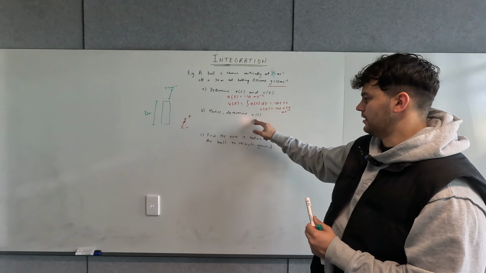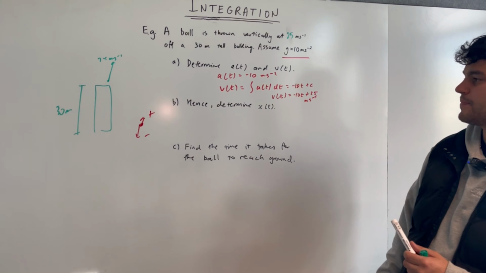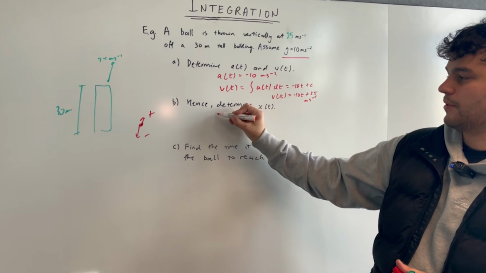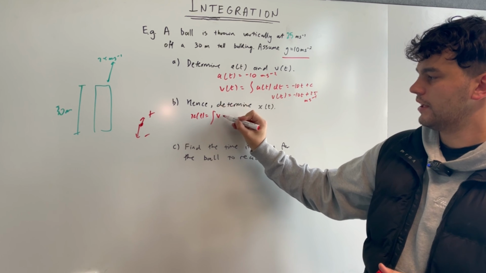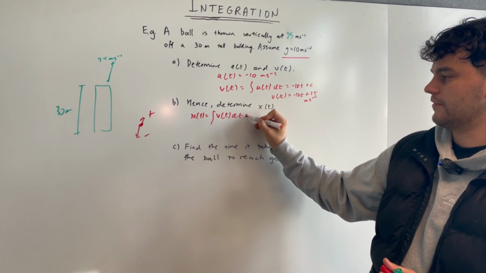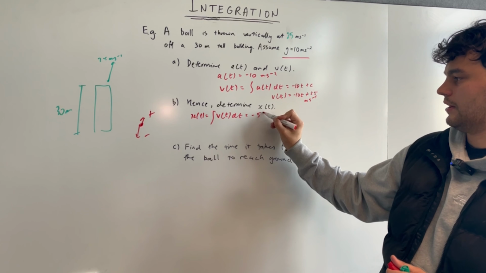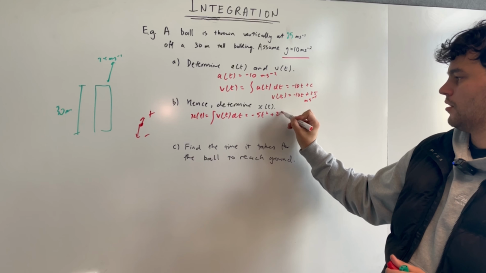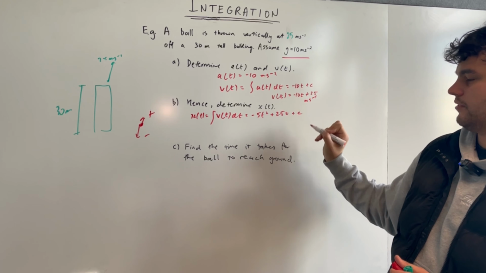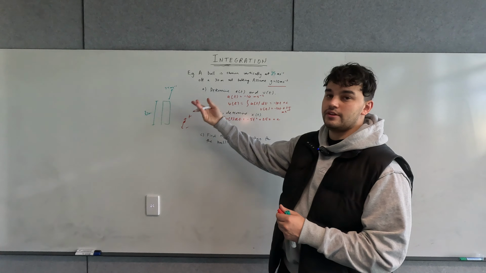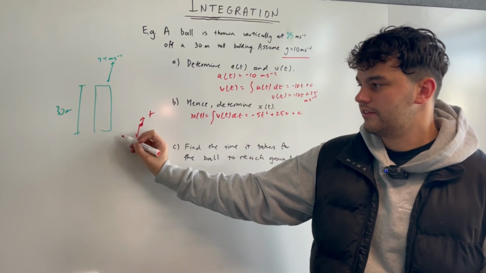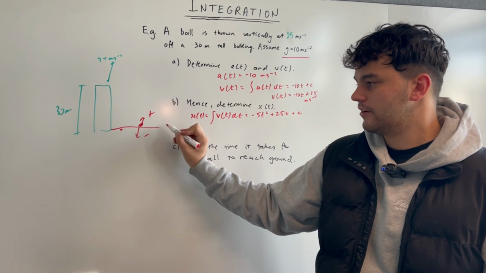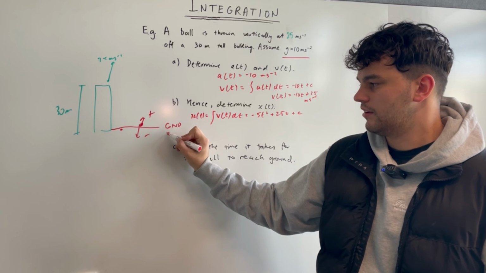Next question, determine the position, or x of t. In this case, it just goes one step further with velocity. So we say x of t is equal to the integral of v of t. Integrating this, we end up getting -5t squared plus 25t plus some sort of c value. In this case, what's the initial position? Well, it depends what we use as our reference plane. In this case, it makes sense for the reference plane to be the ground. So ground is equal to 0.